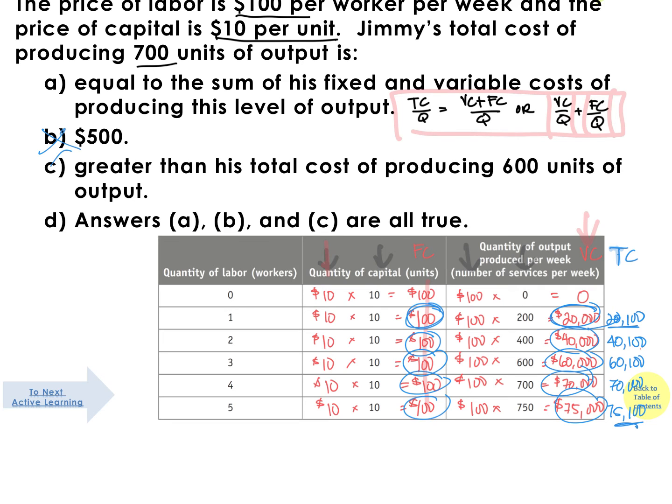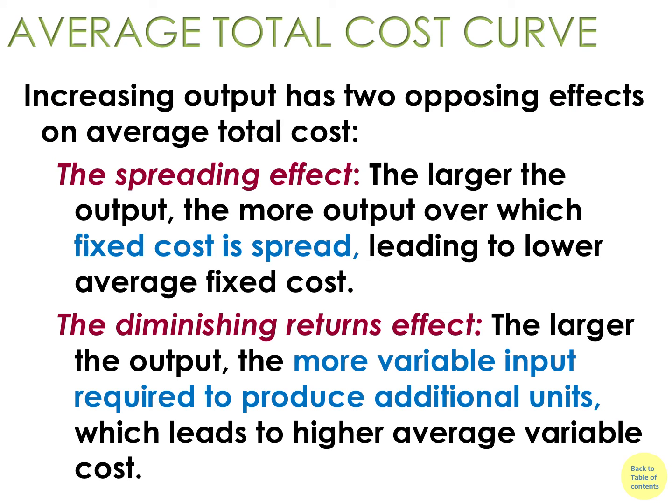And C is also not correct, because the total cost of producing 600 units is $60,100, and the total cost of producing 700 units is more, $70,100. So that also makes C a junk answer. A is correct. So there's an interesting thing about the shape of average total cost.